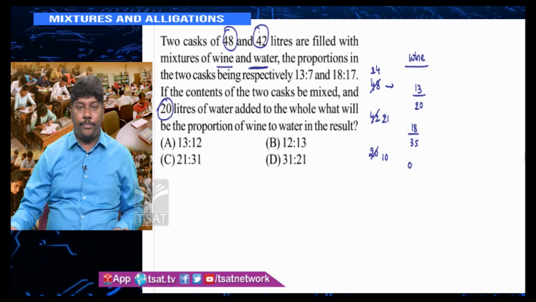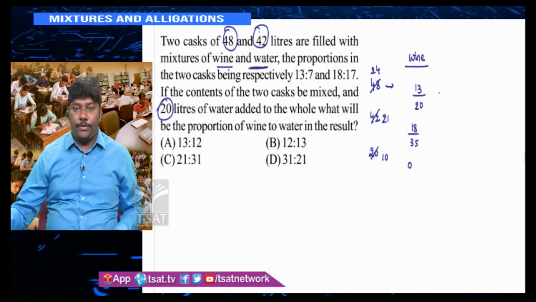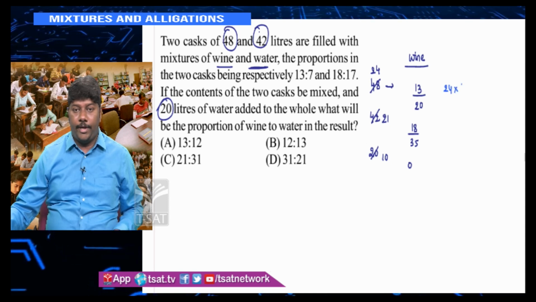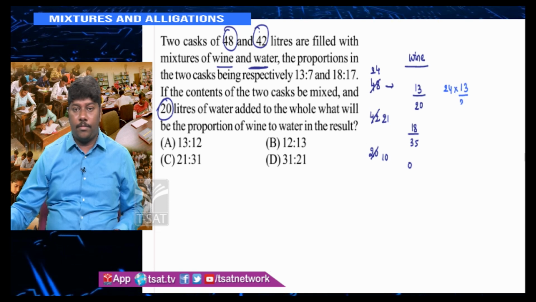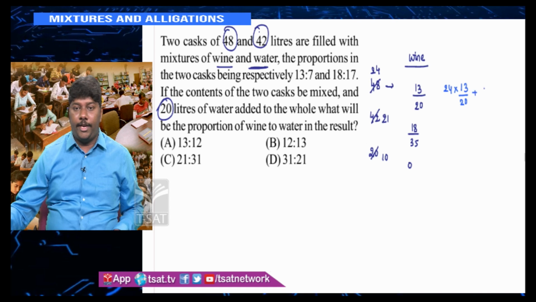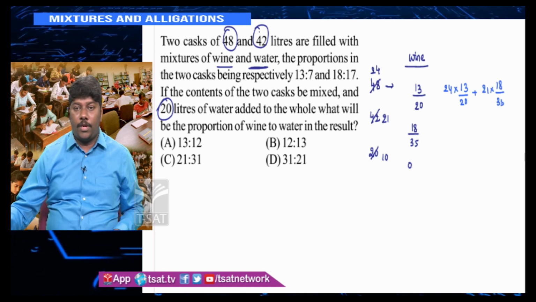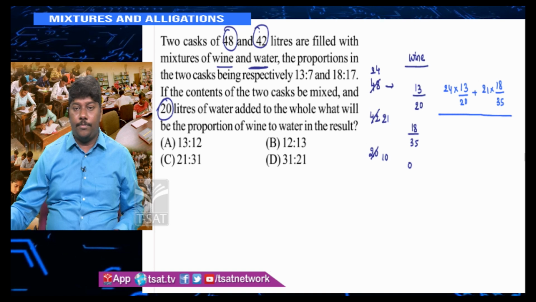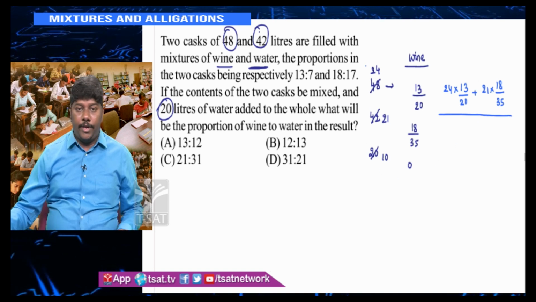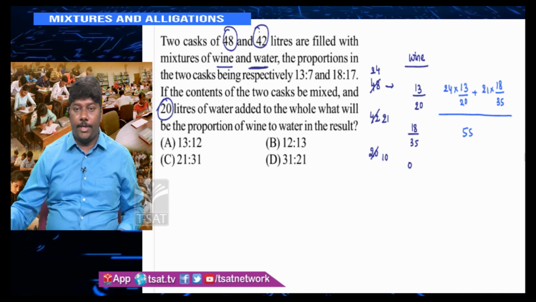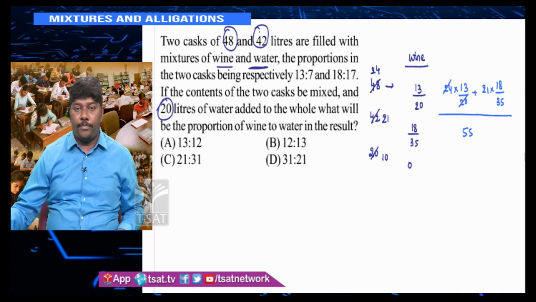Multiply it now. N1A1 gives you 24 into 13 by 20 plus 21 into 18 by 35. Anyway, you are going to get the third one as 0. 24 plus 21 plus 10 is 55. Make it simple.